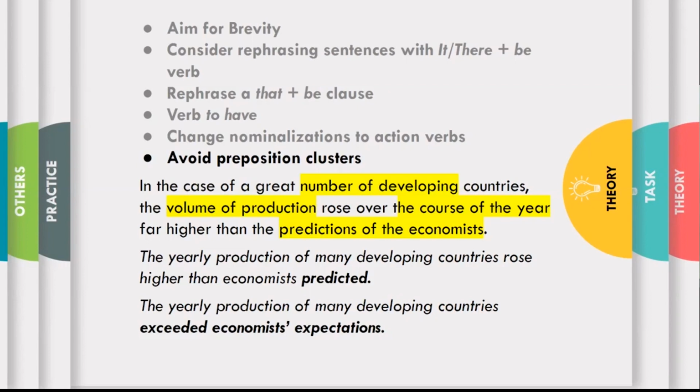The next one, another way to rewrite that. The yearly production of many developing countries exceeded, if you don't want to use the word rose or rise, exceeded economists' expectations. That's a different verb than predicted. If you want to use a noun, expectations, yet we got rid of that choppiness. And that's very common in writing. So now as we know it, we'll be a little careful when we write it. Make sense? Any question, confusion? All good?